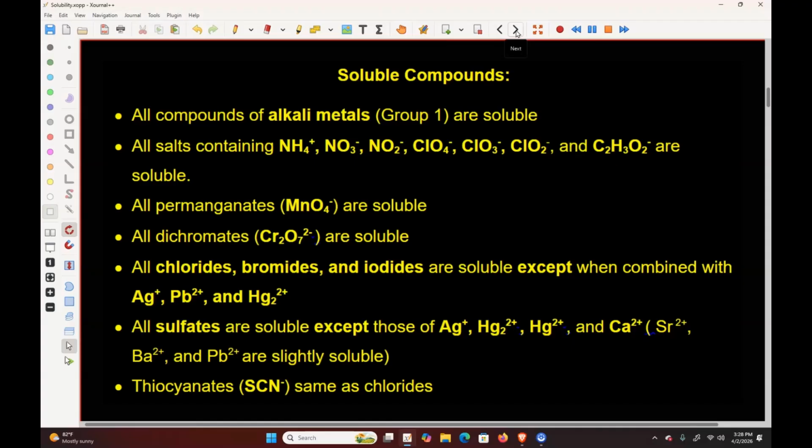All sulfates are soluble except those of silver, mercury 1, mercury 2, calcium, and we're going to treat strontium, barium, and lead also as not soluble. Thiocyanates have the same rule as chlorides. I would suggest becoming very familiar with these rules.